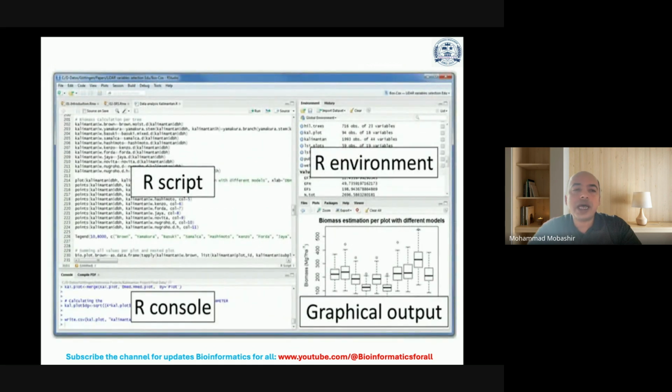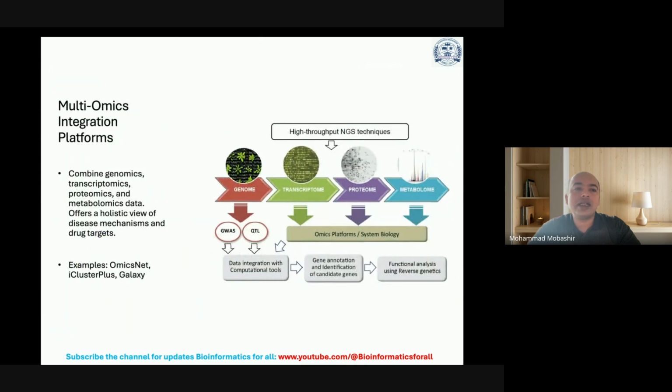Now, if you are working in R, it could look like R script, R console, R environment, graphical output. So R script is where you are writing some small modules. R console is where you are running or executing the commands. And then R environment is where temporary values are stored or showing what you are running currently. Then finally, graphical output, the final way of presentation or analysis of your data.